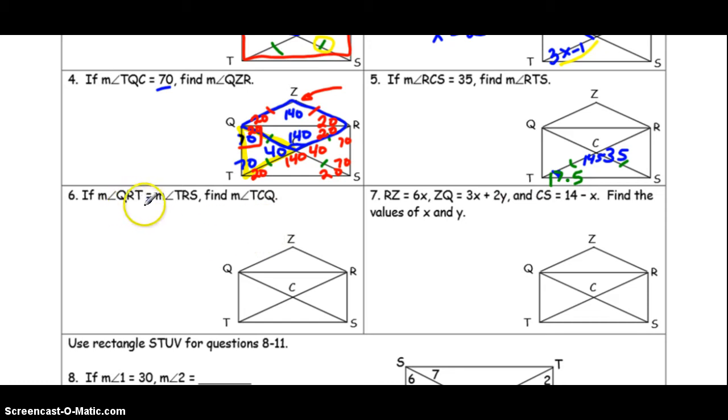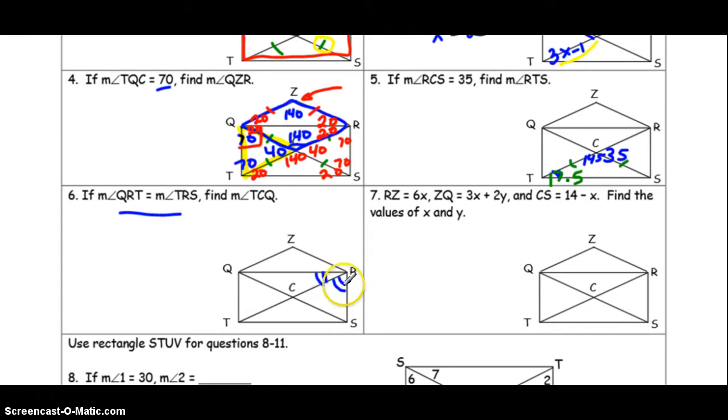6. If the measure of QRT is equal to the measure of TRS, find the measure of TCQ. Well, what does that mean? QRT, that's this one right here, I'll put 2 tick marks on it, is equal to TRS, that's this one right here. Well, what's going on? They don't give any other numbers, so this has to mean something to me. And it does, right? In a rectangle, the diagonals do not bisect the angles. That means this line should not cut these angles in half. But the directions told me that they were equal, which means that this diagonal does cut these in half.